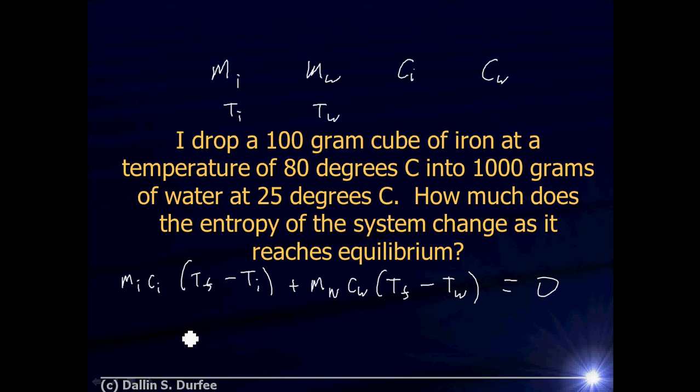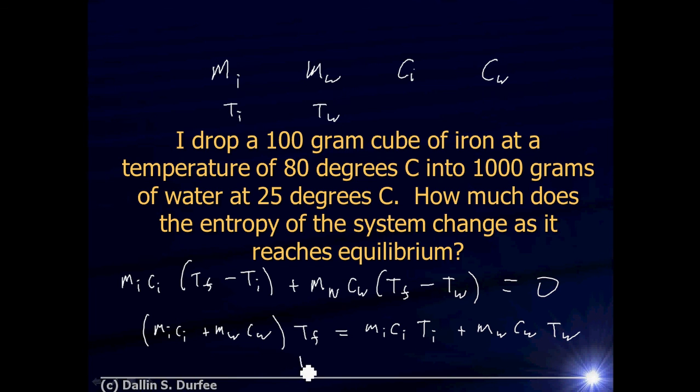So I just solve this. I say mass of the iron times specific heat of iron, plus mass of water times specific heat of water, factoring out the 2 terms that have the final temperature in them, and I'll take the other stuff to the other side, which is mass of iron, specific heat of iron, initial temperature of the iron, plus mass of the water, specific heat of the water, times the initial temperature of the water. And so I divide by this, and I find the final temperature. We've done this before, so I'm not going to go any further with that. But once we know the final temperature of the iron-water system, I want to find out how much the entropy of the system changes.